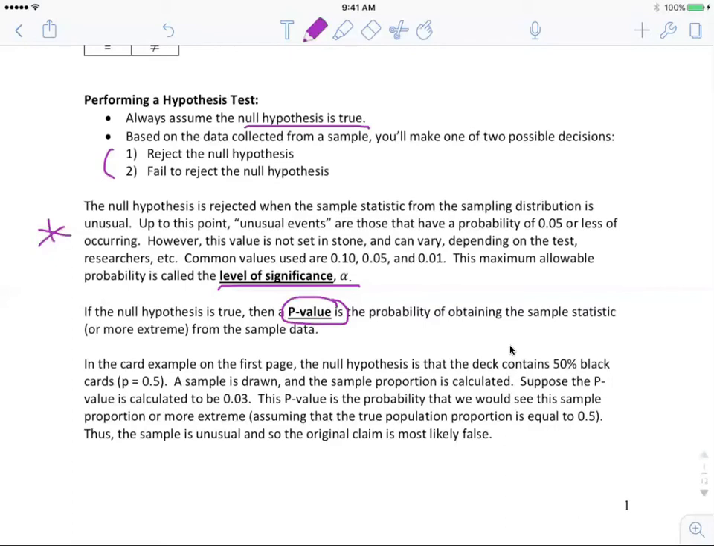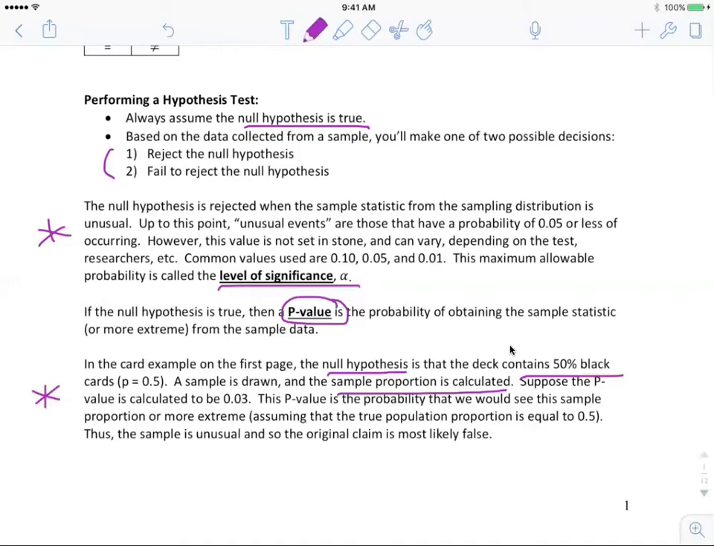So to describe that p-value, here's a little example we can look at. In my little card example, the null hypothesis is that the deck is 50% black cards. The sample is drawn and we get a sample proportion calculated. Let's say it's only 10% black cards. Then we'll be able to calculate this p-value, and that'll be the math of this section.